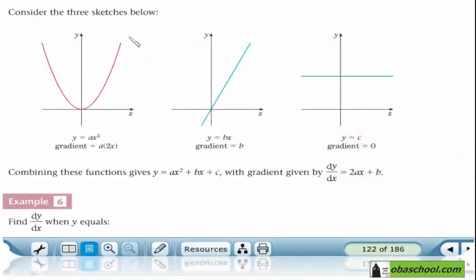We can think about it as considering the three sketches below. Y equals ax squared, the first term, and in the second sketch y equals bx, the second term in the f of x, and the third sketch y equals c. For y equals ax squared, the gradient is a multiplied by 2x. For y equals bx, the gradient is b, and when we have y equals c, the gradient is 0. Combining all of these terms together, then dy by dx for f of x is going to be 2ax plus b. In the upcoming tutorial, we will learn how to use this definition.